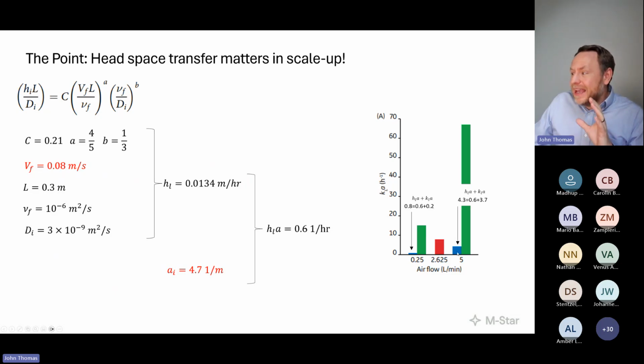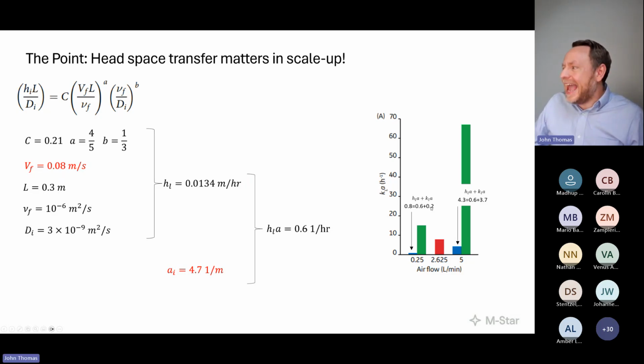And remember, the interface speed is not going to change dramatically with impeller speed. And so our HLA is still going to be 0.6 at the higher gas flow rate, implying that our KLA is probably going to be about 3.7. And now these numbers make a lot more sense.